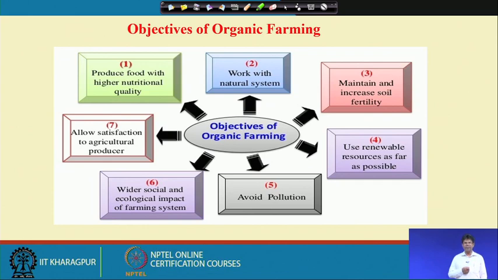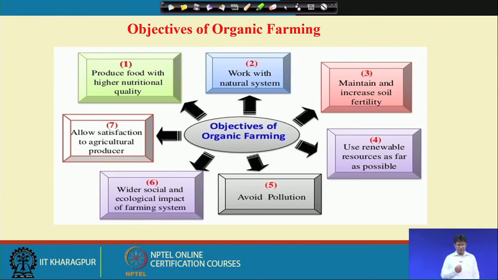We say nature farming, so this is socially acceptable and it has an ecological harmony in the farming community. And number 7, allows satisfaction to agricultural producers, so it is farmer friendly. Farmers get their own satisfaction by using organic farming.